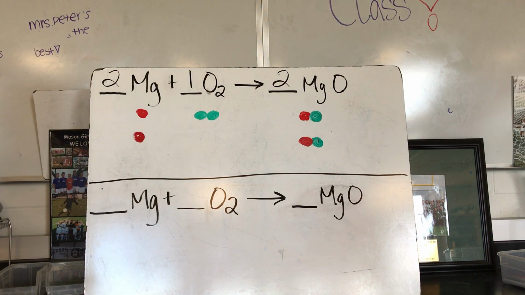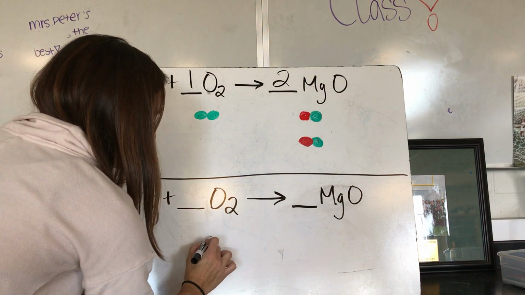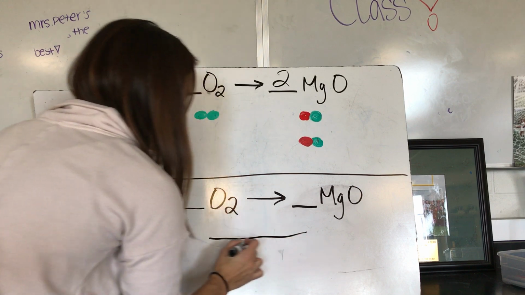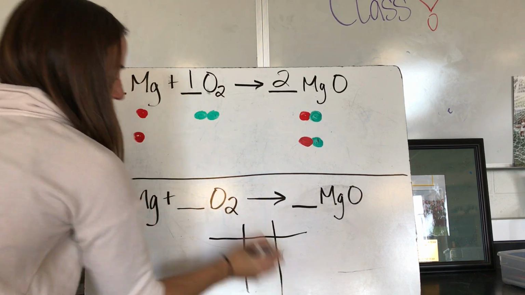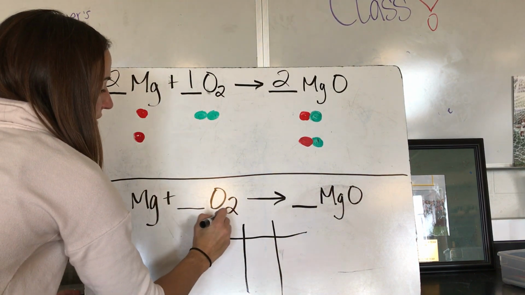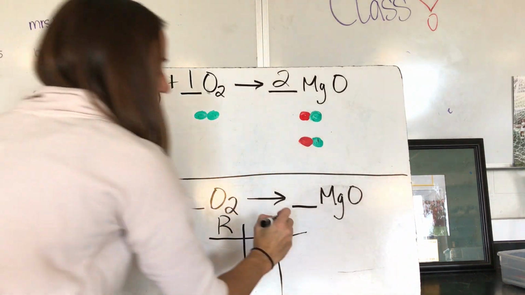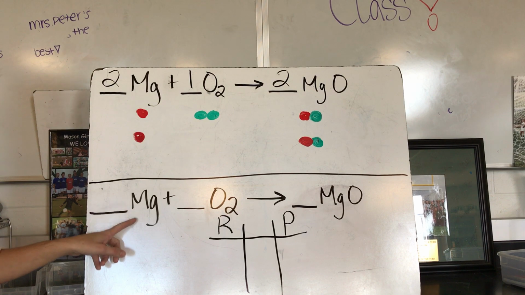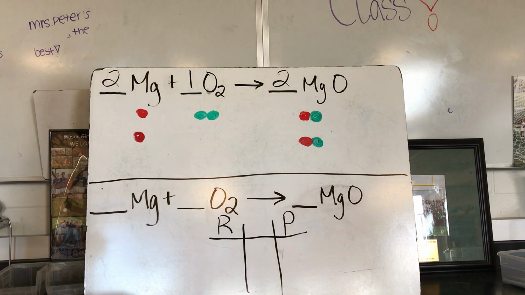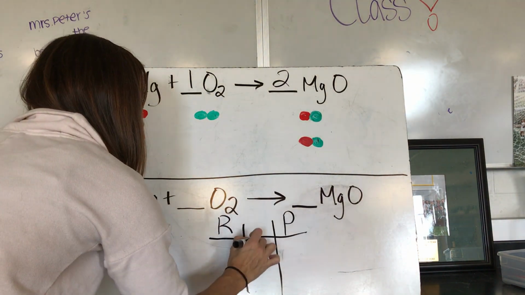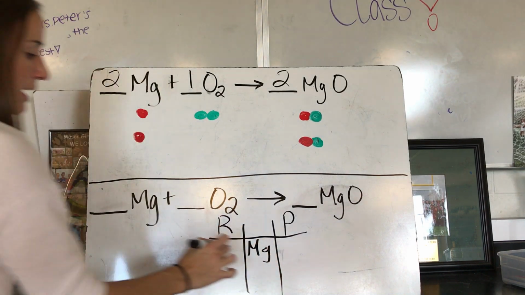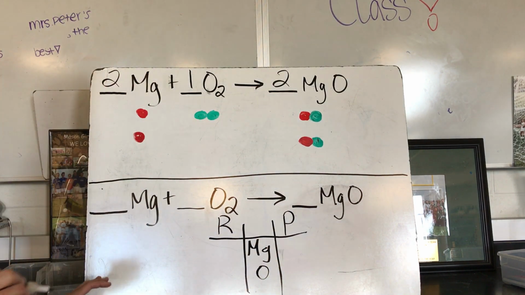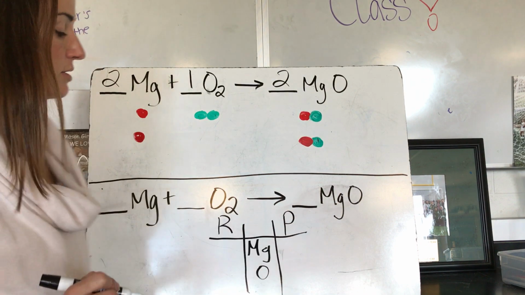This is the visual way of showing it. All right, so now if I were to show you the checklist method, I'm going to create a checklist. On the left-hand side is going to be my reactants. On the right-hand side is going to be my products. And I'm going to list the elements from left to right. So magnesium and oxygen, and that's it, okay? Because there's magnesium and oxygen over there.